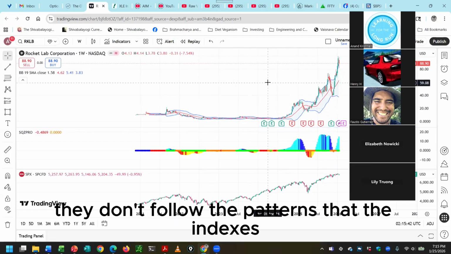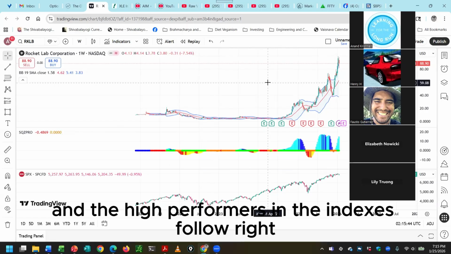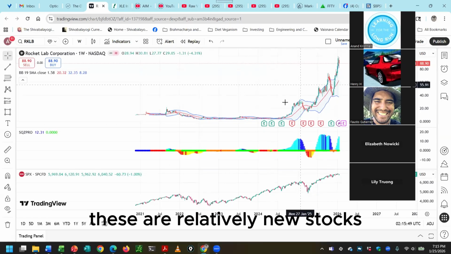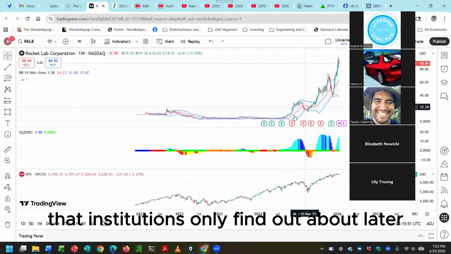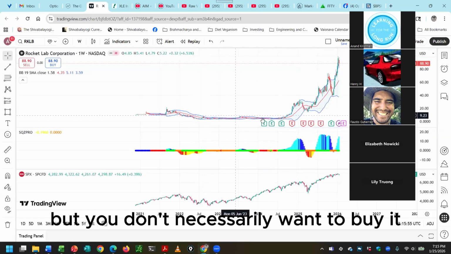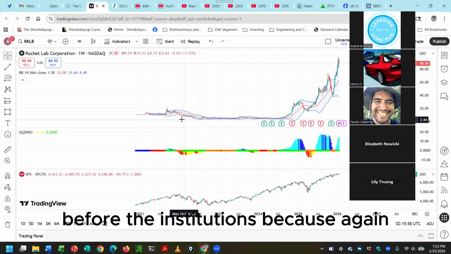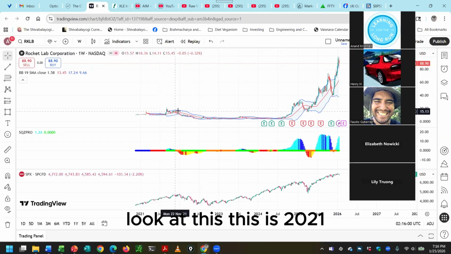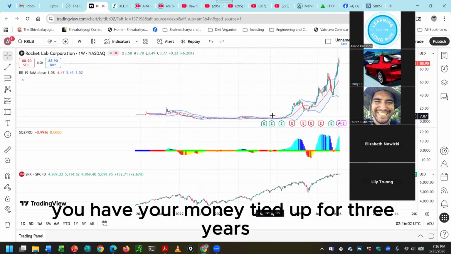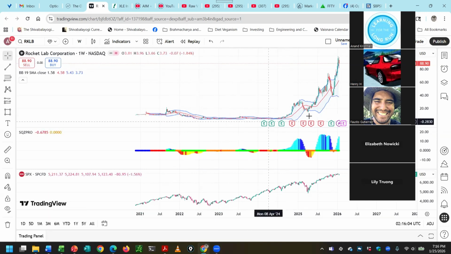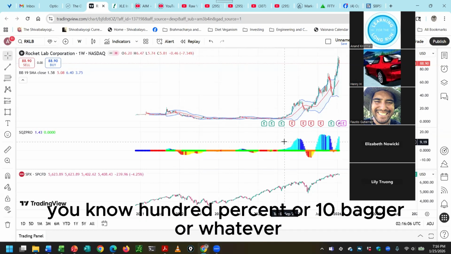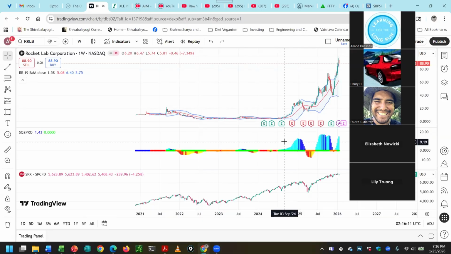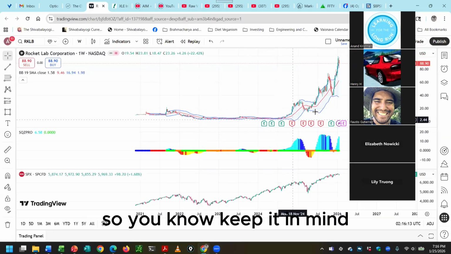They don't follow the patterns that the indexes and the high performers in the indexes follow. These are relatively new stocks that institutions only find out about later, but you don't necessarily want to buy it before the institutions, because again, look at this. This is 2021, 2022. You have your money tied up for 3 years, if you're looking for that 100% or 10 bagger or whatever. So, keep it in mind.